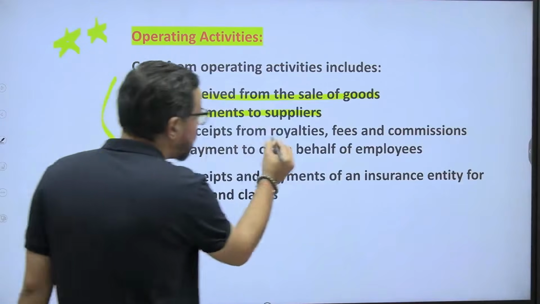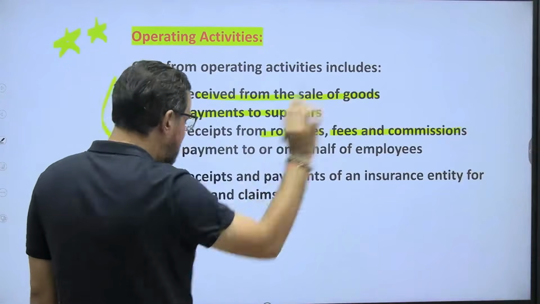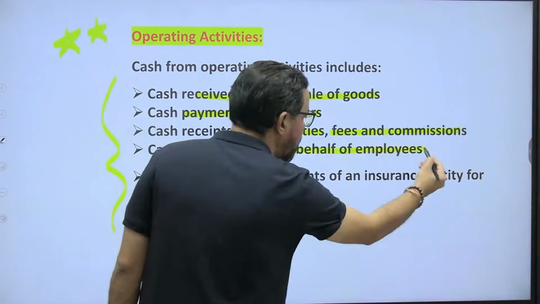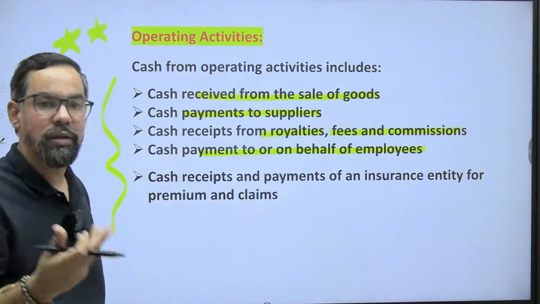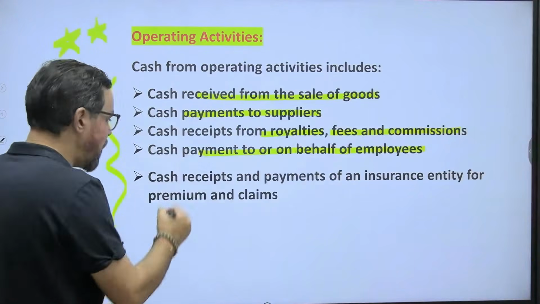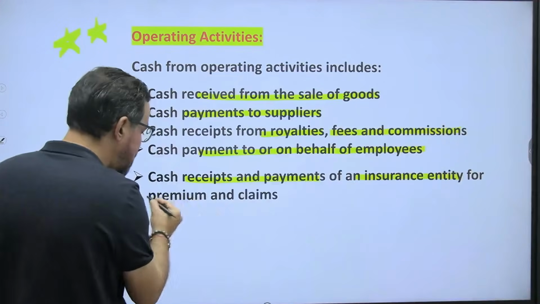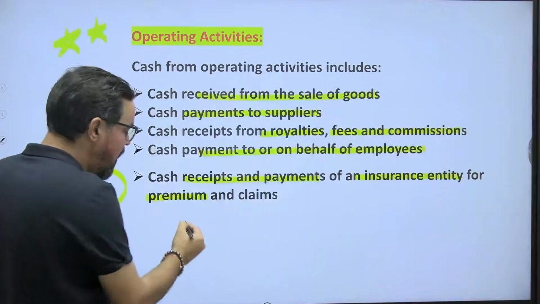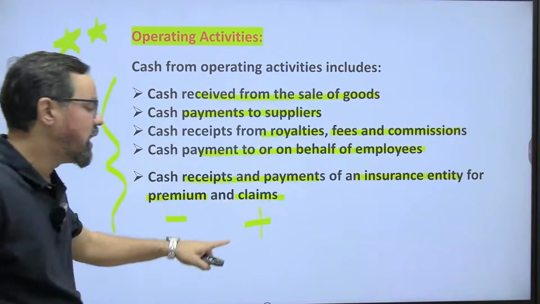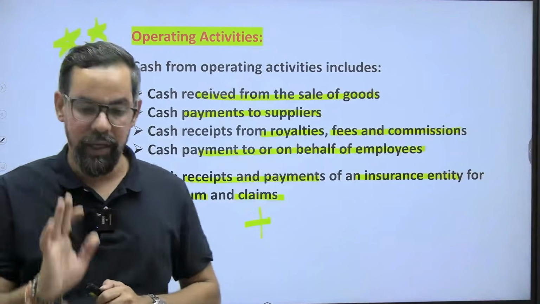Cash received from royalty, fee, commission, dividends and others. Cash payment to or on behalf of employees, like salary or other taxes or obligations, or employee benefits. Cash receipt and payment of insurance entity for premium. If you are paying a premium, it is an outflow. If you are making a claim on insurance, it is an inflow. So these are some core operating activities.